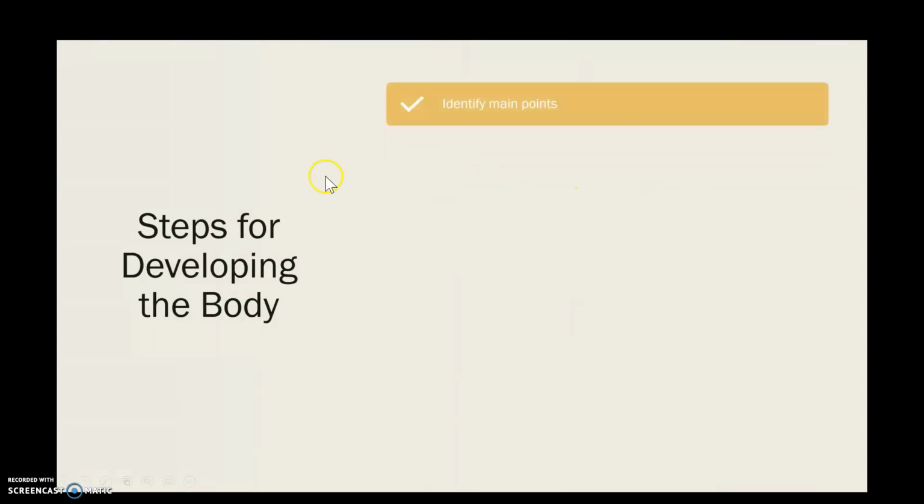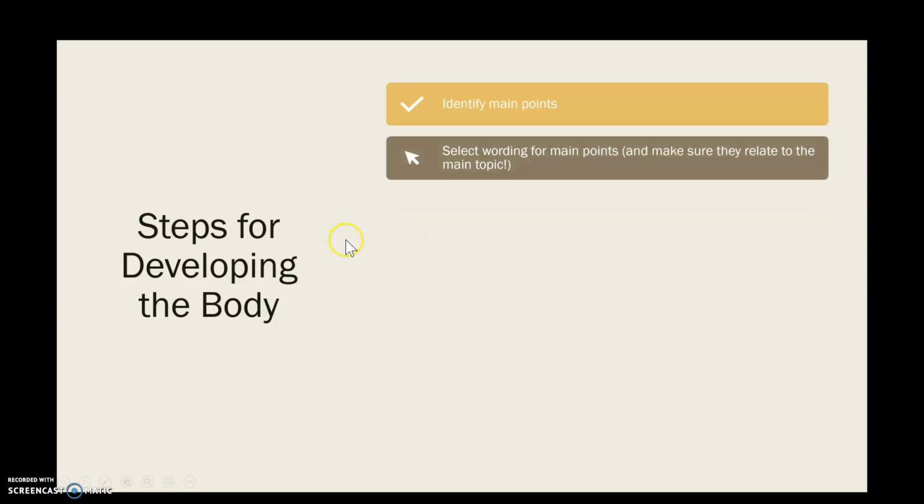So what are some steps for developing the body? You will first want to identify the main points that you have in your body. Normally this is going to be about 2 to 4 main points. In longer speeches, it's probably going to be closer to 4. In shorter speeches, it might be closer to 2. Then you're going to select your wording for the main points and make sure they relate to the main topic. This doesn't mean that you need to have everything completely written out, but at least get an idea of your topic sentences and subpoints for the topic sentence.